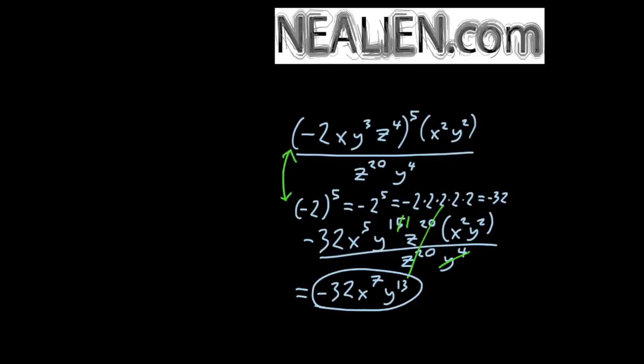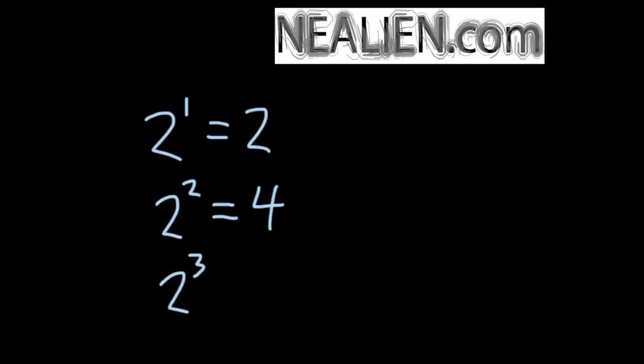This video is about algebraic expressions with exponents. Let's say we start with the number 2. That's the same as 2 to the first power, but it's often written just as 2. So 2 to the 1 equals 2. 2 squared is 2 times 2 equals 4. 2 to the third is 2 times 2 times 2, which is 8.